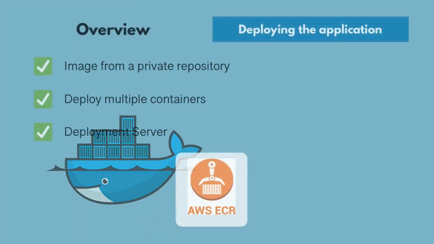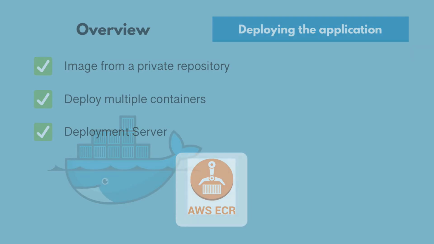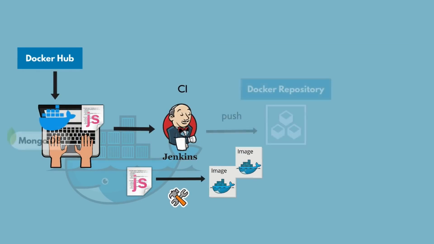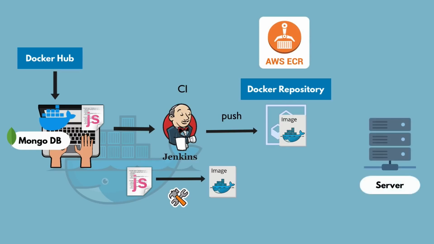So in this video, we're going to see how to deploy an application that we built into a Docker image. So after you package your application in a Docker image and save it in the private repository, you need to somehow deploy it on a development server or integration server or whatever other environment. And we're going to use Docker Compose to deploy that application.